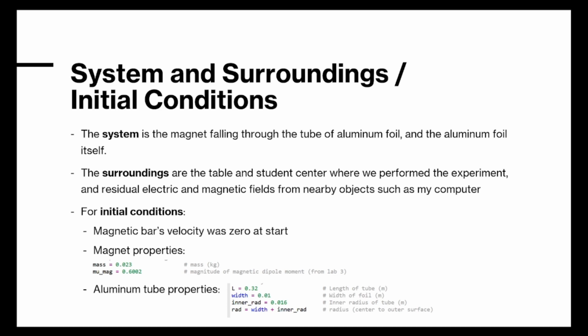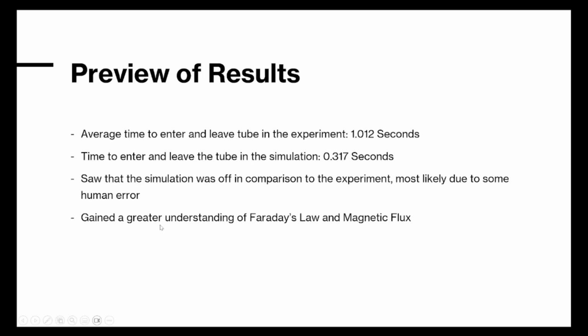The system itself is the tube of aluminum foil and then the magnet that's going through it. And the surroundings are the table and student center where we were performing this experiment, then any residual electric and magnetic fields from nearby objects, such as my computer, and also just other forces that act in it, like air resistance. So some initial conditions, we had the magnetic bar's velocity set to 0, and then the magnet properties and the aluminum tube properties, we all inputted into the glow script. You can see those properties down here. Those are all initial.